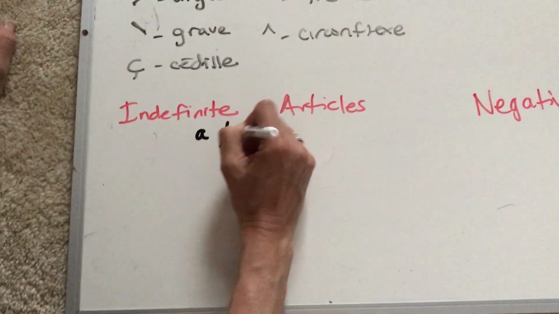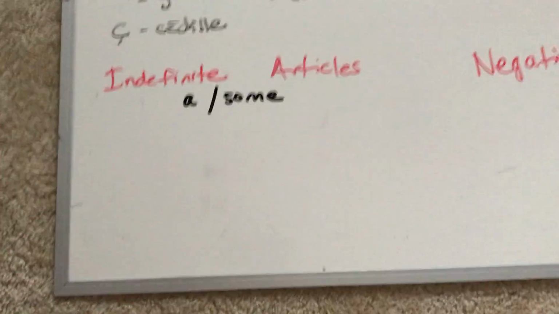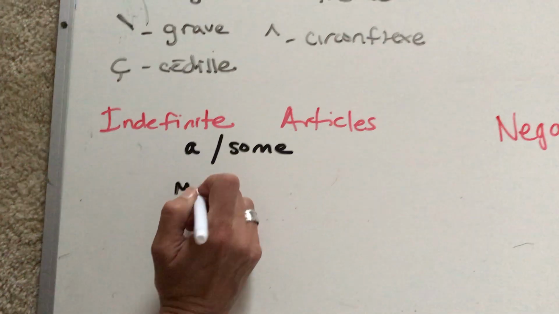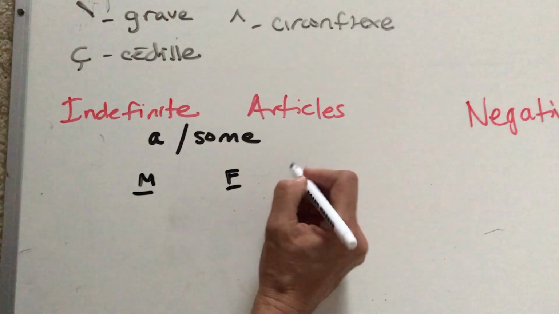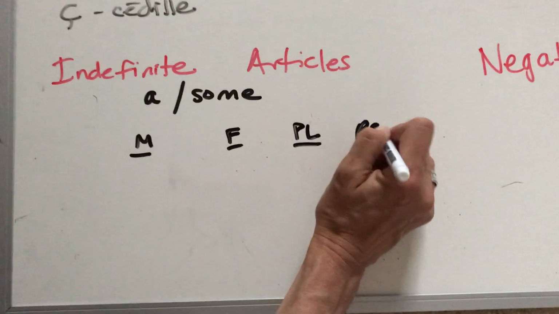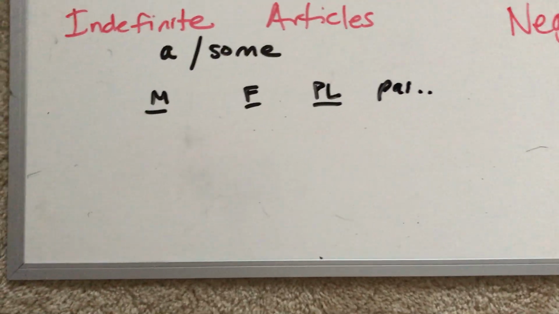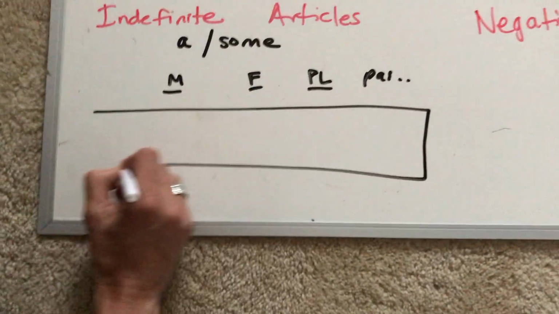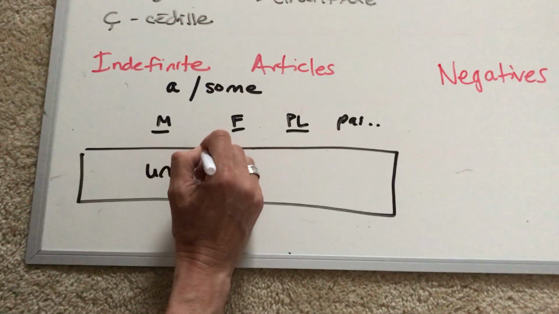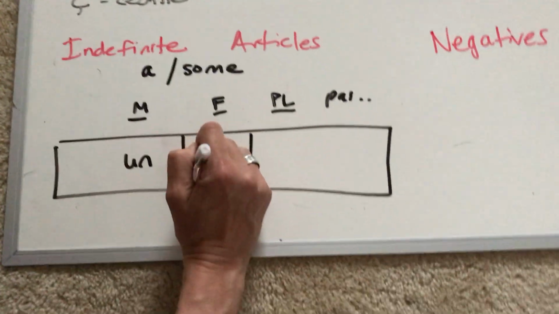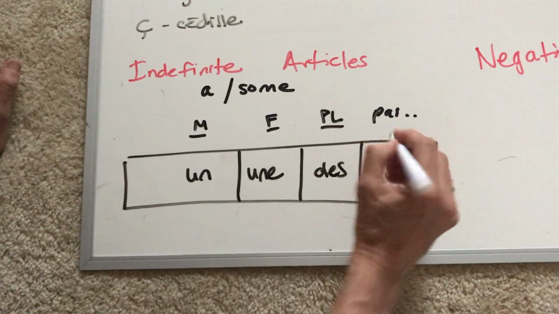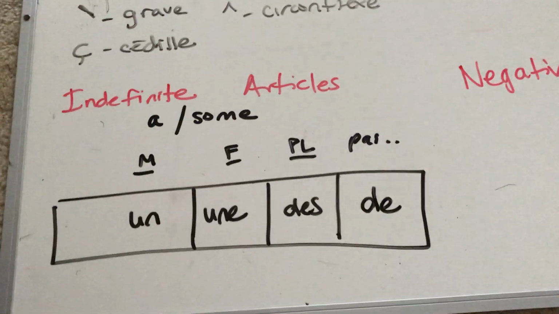Indefinite articles are just sort of the French equivalent of an a or a some, and the best way to think about this is in terms of the nouns that they're going to come right before. We have masculine nouns, feminine nouns, plural nouns, and then we have after the pas. For masculine nouns, we'll use an un. For feminines, we'll use an une. For plurals, we'll use a de. And then after the pas, we do a pas de.